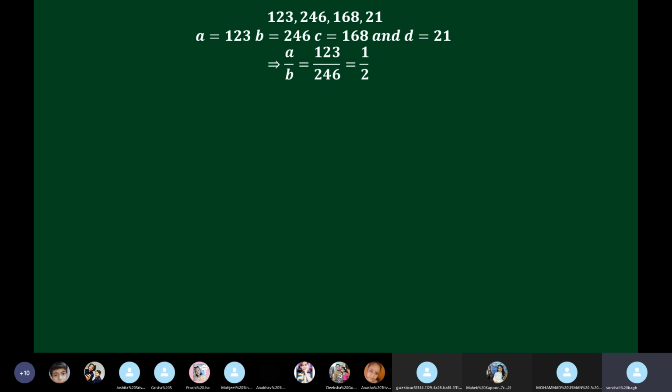Ma'am, 8 upon 1. Is A upon B equal to C upon D? Is the ratio A upon B equal to C upon D? No, ma'am. So when they are not equal, these values are not in proportion.